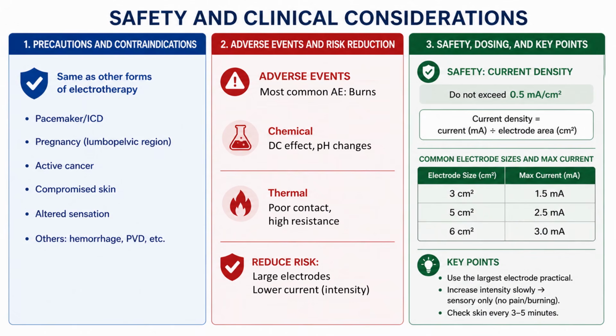Finally, remember the concept of current density. Current density equals the current divided by the electrode area. To reduce the risk of skin irritation, current density should not exceed 0.5 milliamps per square centimeter. As a general rule, use the largest practical electrode, increase the intensity slowly until the patient feels a comfortable sensory response, and periodically inspect the skin throughout the treatment.